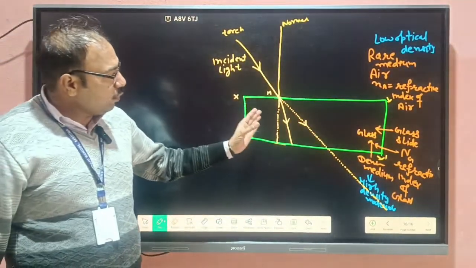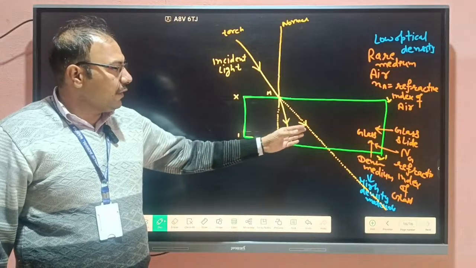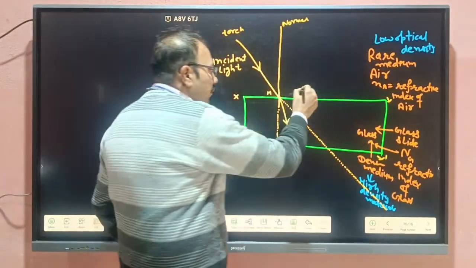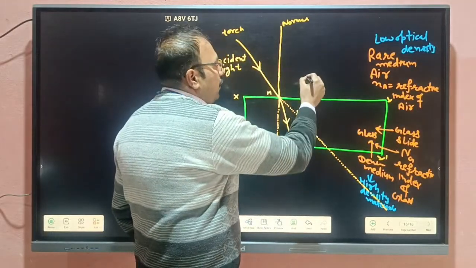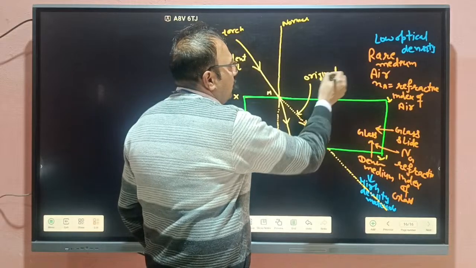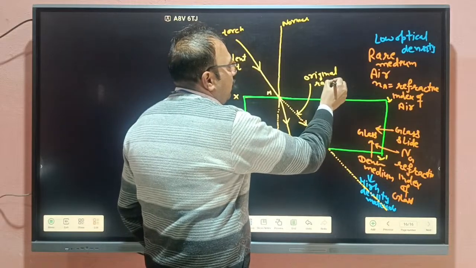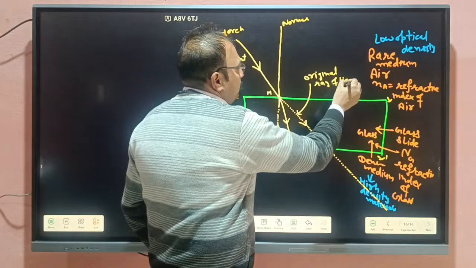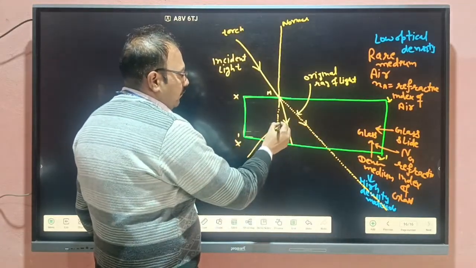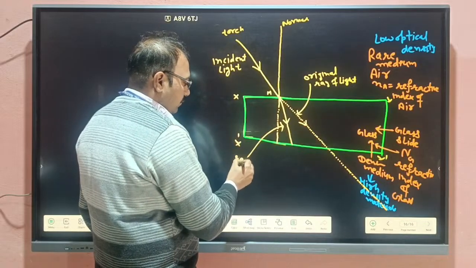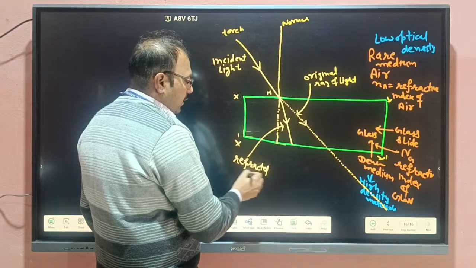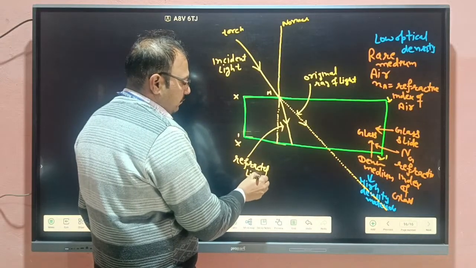So there are two types of ray formed. One ray is the original light and the second is the refracted light. So this light we mark here as the original ray of light, and this light is the refracted light.